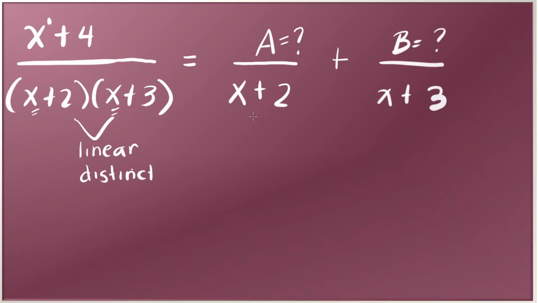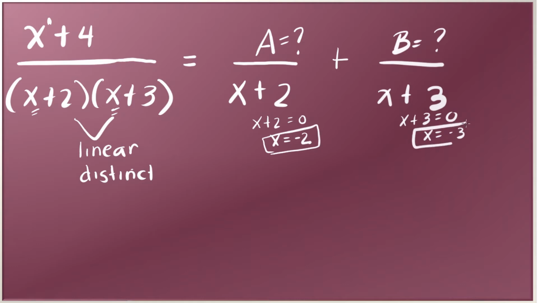All right, from this denominator x plus 2, if you solve for x, then your x is going to be equal to negative 2. Now, on the other denominator, when you set this x plus 3 to 0 and solve for x, your x is going to be equal to negative 3. All right, so we're going to find the a and b now.